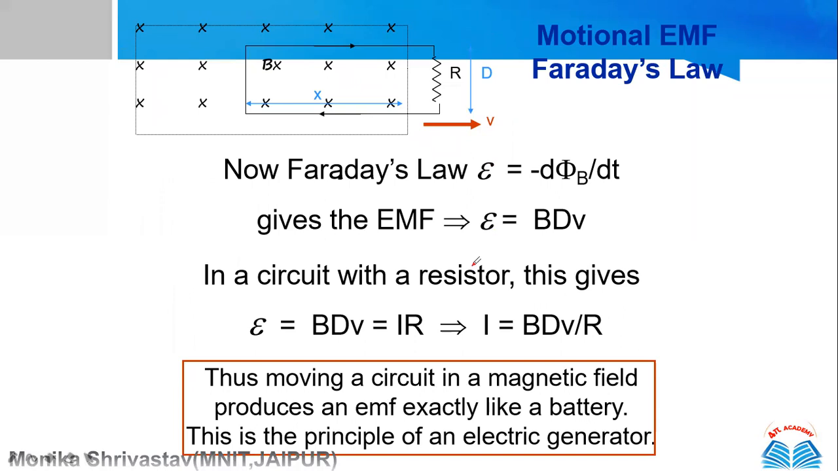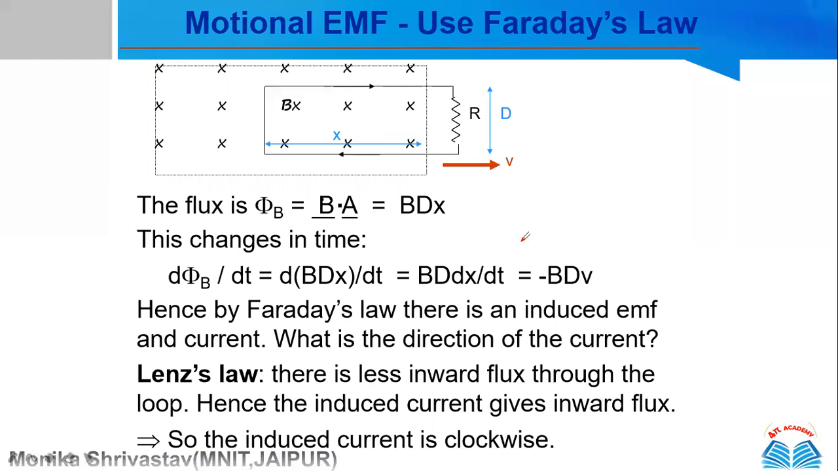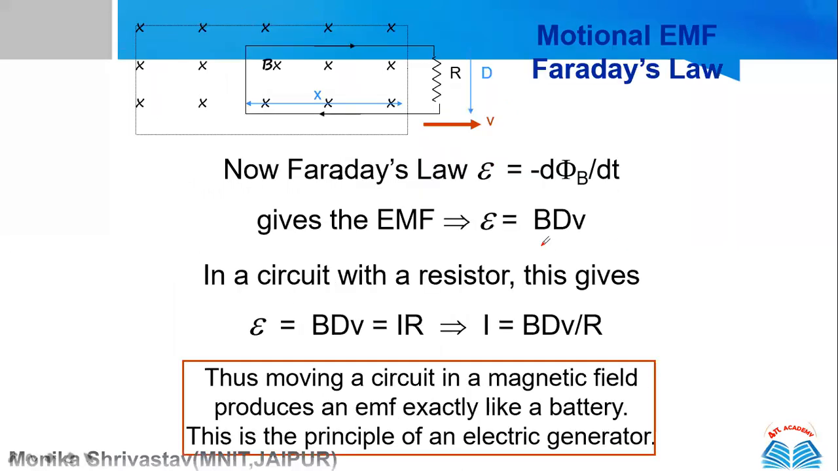Now moving ahead. Now what was our epsilon E? What was our electromotive force? E was minus d phi B over dt, and we know what d phi B over dt is. It is this one, minus B D v. Okay, just put the value. We are getting EMF E equals B D v.